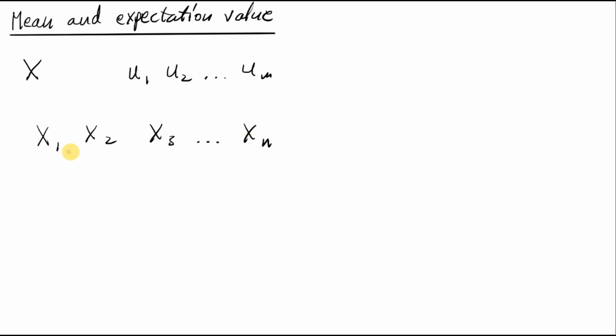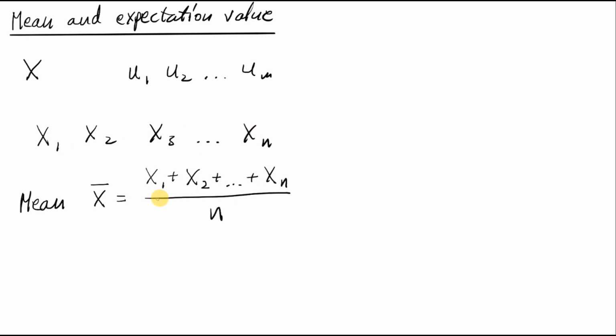For example, if you throw a die 100 times, the first one could be a 3, the next one a 1, the next one a 1 also, then a 5, and so on. Then we can calculate the mean of this dataset, and let this denote the mean of this dataset. And you can get the mean just by adding all the data and dividing by the total number of data.